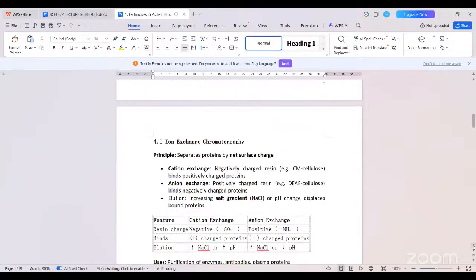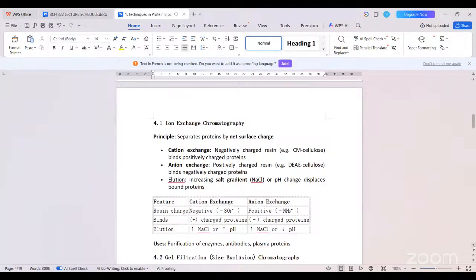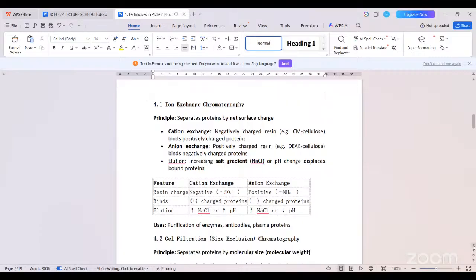Then we have ion exchange chromatography. From the name, we can know that this one has to do with cations and anions. So negatively charged resins bind positively charged proteins for cation exchange, and for anion exchange, positively charged resin binds negatively charged protein. This separation technique is used majorly for purification of enzymes, antibodies, or plasma proteins.